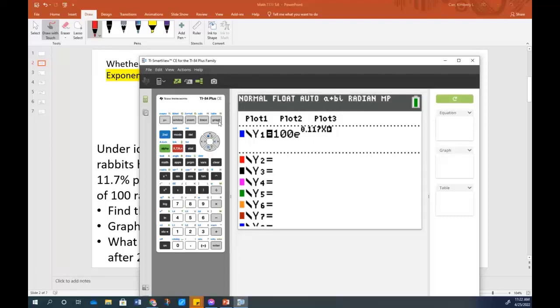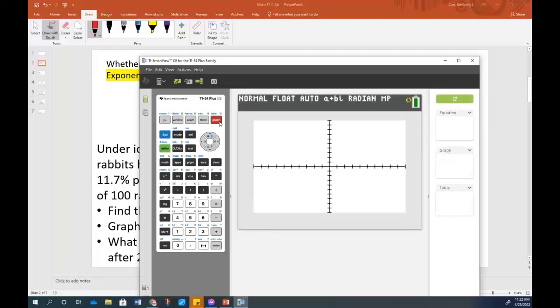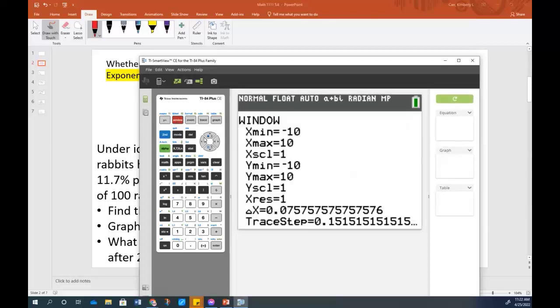Now realize when I hit graph, I may need to totally change my viewing window, because this viewing window is only going from -10 to 10, so you would be tempted to think, hey, it didn't even graph. But actually, you're just not seeing it. So I'm going to hit window, and I know that population never gets negative. So I can start at x of 0, and then I know that I've got to go up considerably because I started with 100 rabbits, but I don't know how far up it's going to go. So let me just put in maybe 1,000.